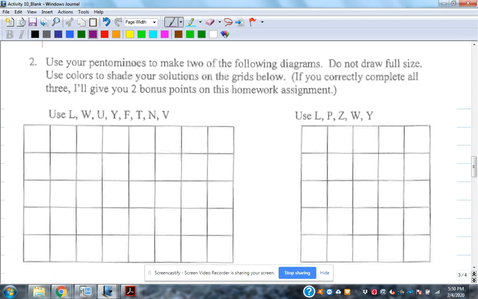This one tells you you're only using L, P, Z, W, and Y. And you're filling in this rectangular shape here. It just takes practice. Now, the tangrams you actually do have in that backpack. They're a little foam set, and I brought mine in with me today. There's actually more than one set that you got in there.